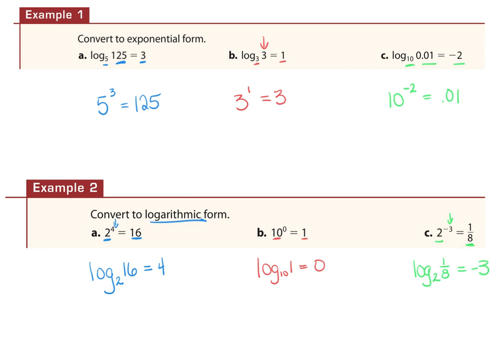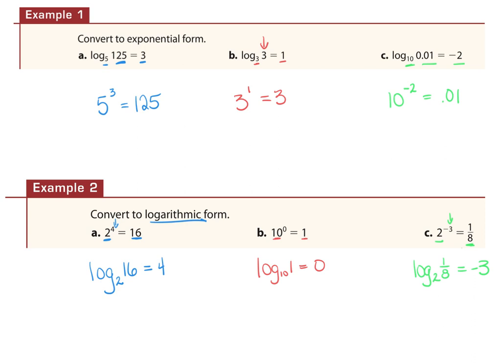So a couple things I want to point out. One, the log of any base of 1 is going to be 0. Why? Because anything to the 0 power equals 1. If I have a base and a fraction, you're going to have a negative exponent, because that's how you get a number into the denominator, by using a negative exponent.